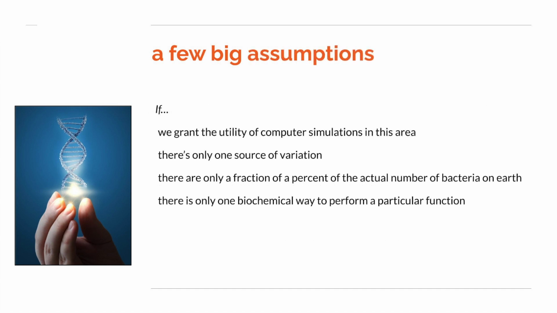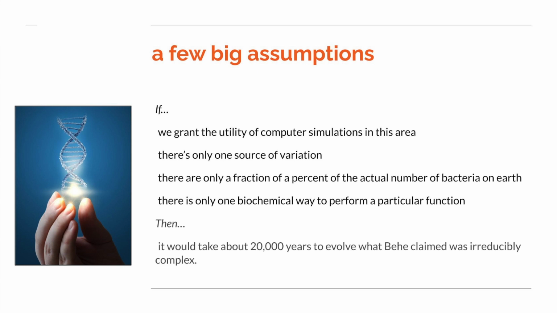If we make some more fundamental assumptions about the utility of computer simulations in this area, we still have to pile on further assumptions to get to the conclusion that Behe is desperately trying to reach. If we assume there's only one source of variation, and that there are only a fraction of a percent of the actual number of bacteria on Earth, and that there is only one biochemical way to perform a particular function, then it would take about 20,000 years to evolve what Behe claimed was irreducibly complex. I'll take this opportunity to remind you that life on Earth has a 4.5 billion year history.